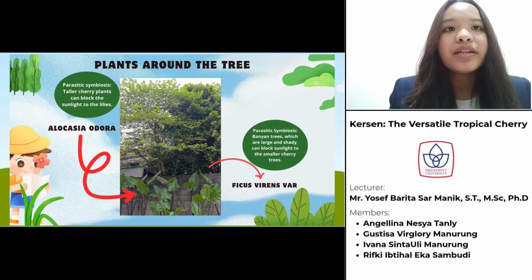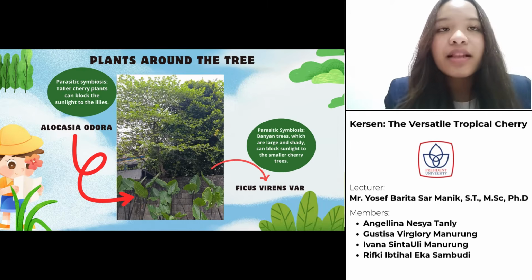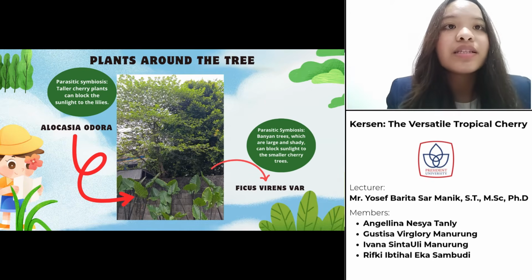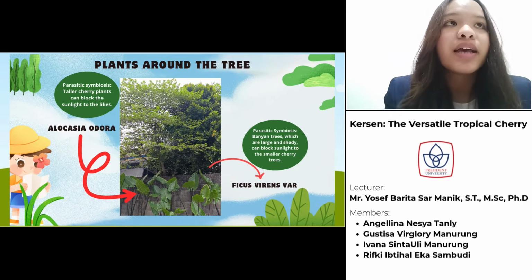So here I will explain the plants around the cherry trees. The first plant is lily trees. The relationship between the cherry trees and the lily trees is that taller cherry plants can block sunlight from the lilies. And the second plant is banyan trees.